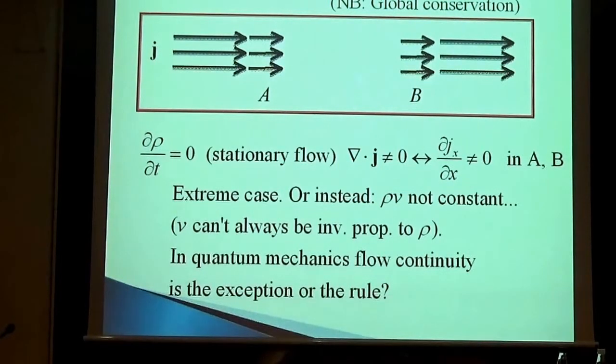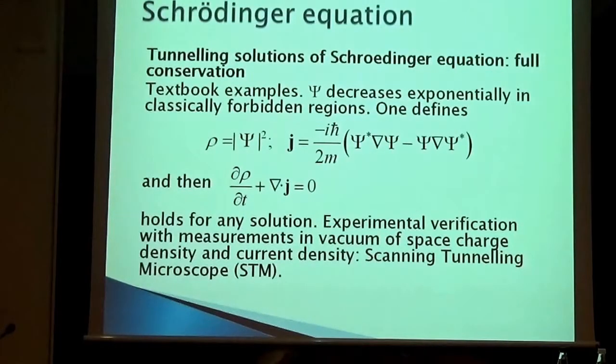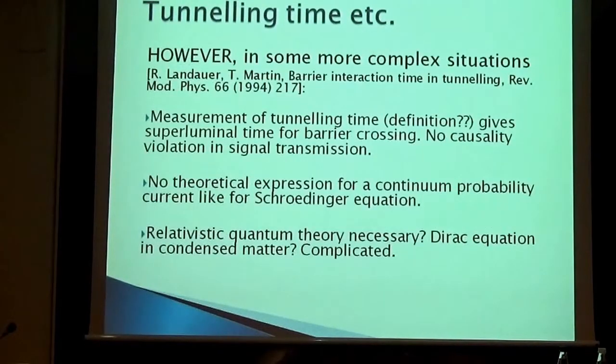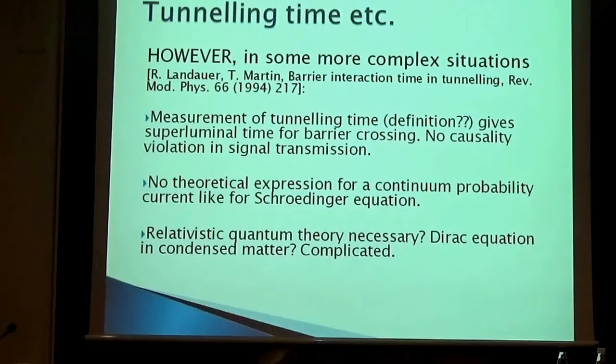In other words, in quantum mechanics, is flow continuity the exception or the rule? If we look at the Schrödinger equation, of course, this is true. We know the continuity equation is respected. And this is verified experimentally, for instance, with scanning tunneling microscopes. There are some problems you find in the literature, a lot of works about the tunneling time. So it seems that for certain processes the tunneling time is superluminal. And there are processes for which you cannot write a conserved current, like the Schrödinger conserved current.